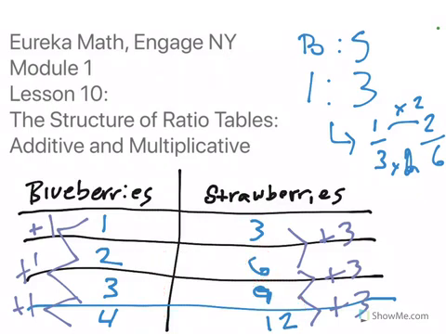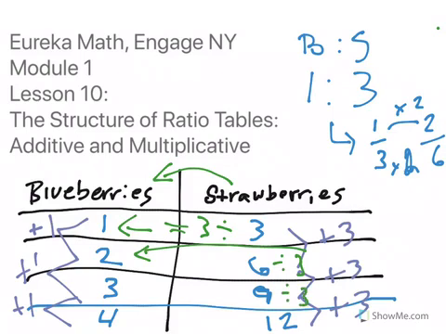Conversely, you would also know that to go the other direction from strawberries to blueberries, it's divided by 3. 3 divided by 3 gives you 1. 6, I know this looks like I'm writing it the wrong way. 6 divided by 3 gives you 2. 9 divided by 3 gives you 3. 12 divided by 3 gives you 4.